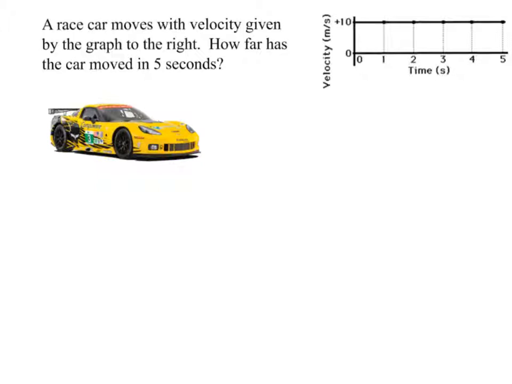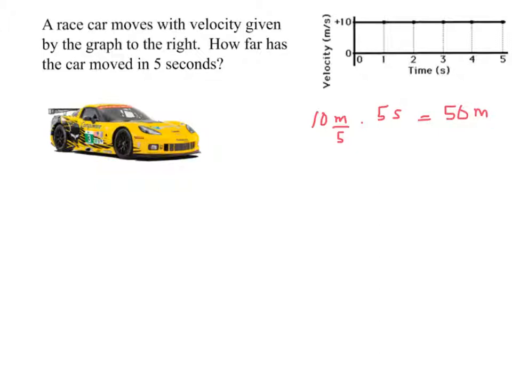thinking about this necessity of a limit. So, a race car moves with velocity given by the graph to the right. How far has the car moved in 5 seconds? So, you've got something that's moving at a constant 10 meters per second for 5 seconds. So, 10 meters per second multiplied by 5 seconds tells us we went 50 meters.